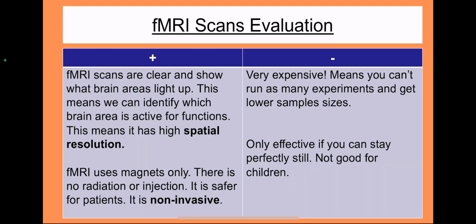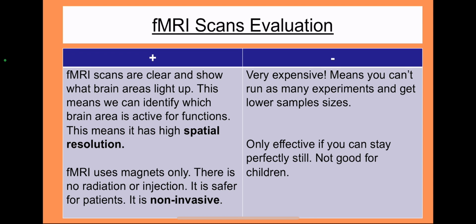Evaluation-wise, once again, we can say that it's a very clear process. We can see exactly what part of the brain has lit up. So that's very obvious for the researcher to know where the brain function is. So high spatial resolution. We can say that they're using magnets only, so there's no radiation and no injection. So it's the safest brain scan.